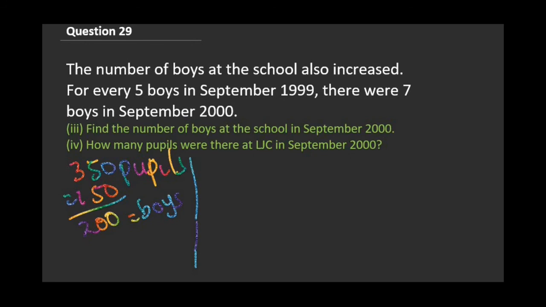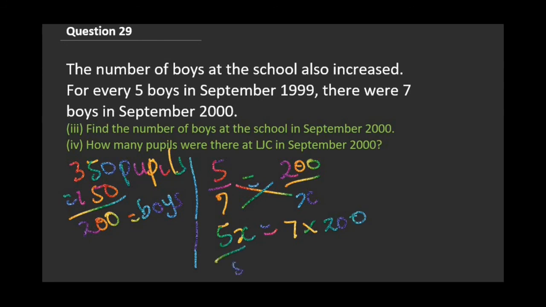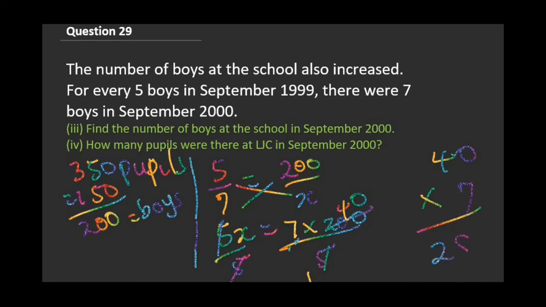We have a new ratio. For every 5 boys, 5 ratio 7, or 5 divided by 7, no, ratio means division, equal to, let's find the number of boys at the school in September 2000. This 5 goes with 200 boys, that's for 1999. This 7 equals x for 2000. Cross multiply. 5 times x is 5x equal to 7 times 200. Now divide both sides by 5. 5 cancels 5. 5 into 200 is 40. So the number of boys will be 40 times the 7 here, which will give me 280. That's the number of boys at the school in September 2000.